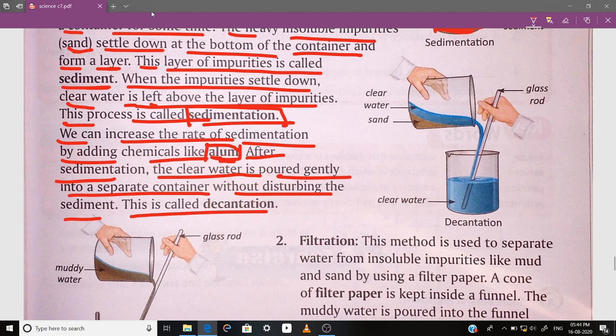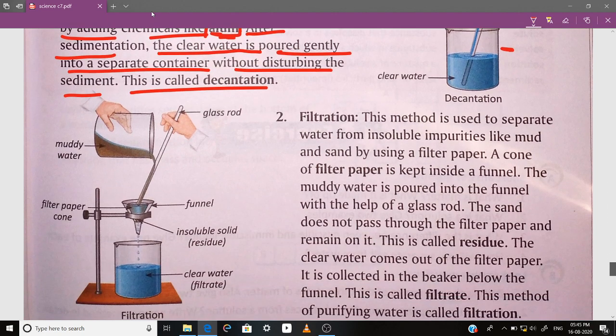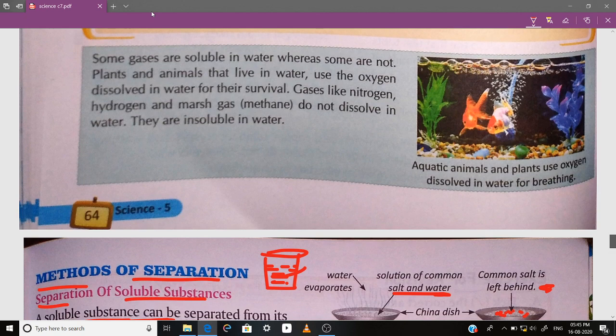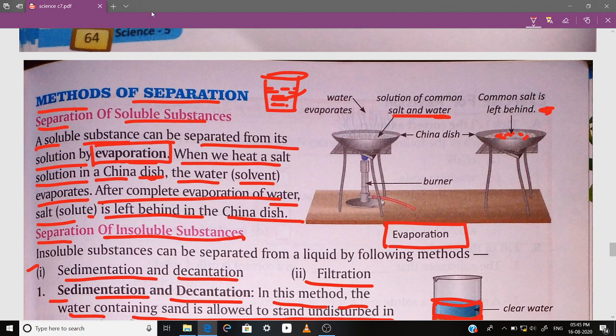So what we are doing here, we are pouring this clean water into another vessel. Okay, so we can pour this water in another vessel. Fine. So students, this was the first method. The name of the method was sedimentation.